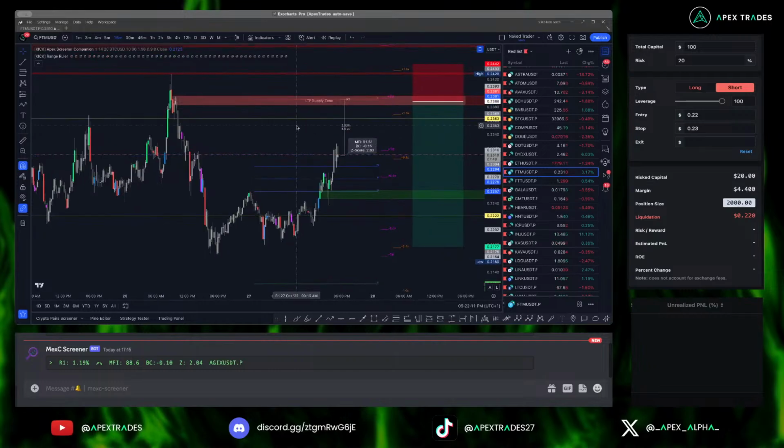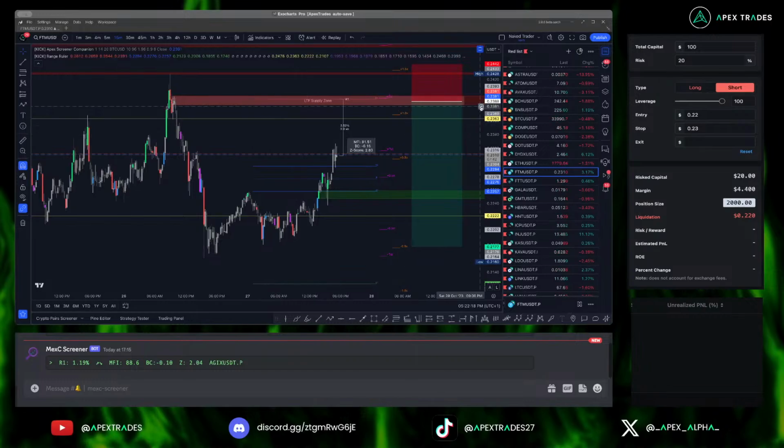Best thing to do with a lot of this, when you're waiting for price to get into your zones, is to just set alerts. Get the little plus symbol, add an alert, and let TradingView do its job. Just let it tell you rather than the other way around. So I've got an alert on that one.